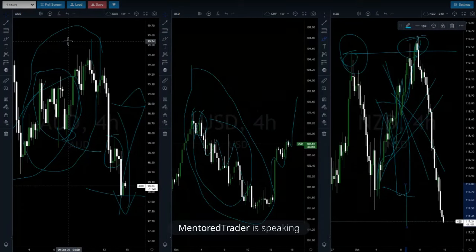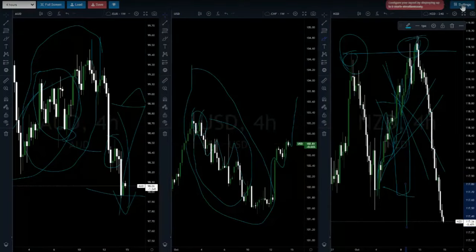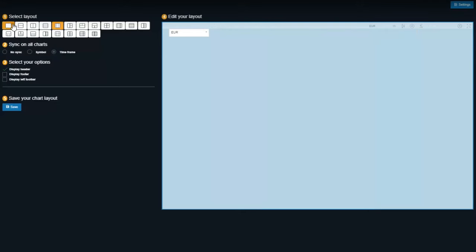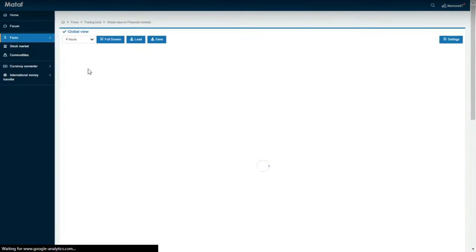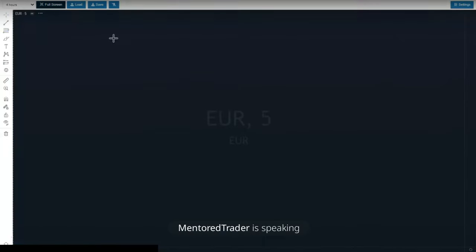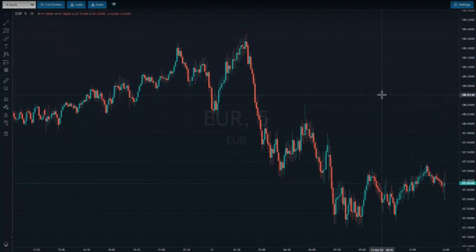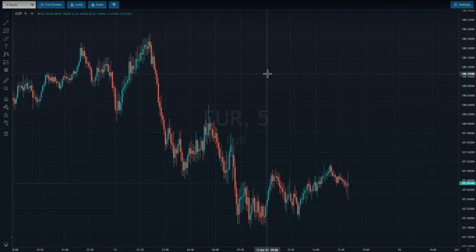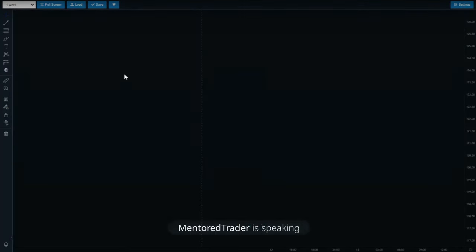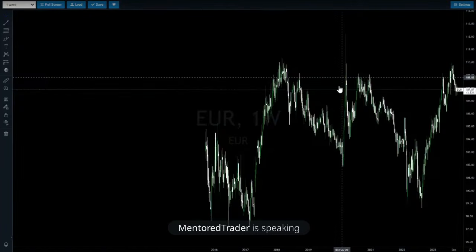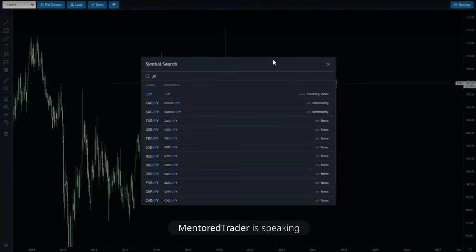Okay, let's go to the Japanese yen itself. Then we're going to look at the other currencies like gold, silver. That is something we're going to look at this time. So let's look at the JPY on a weekly time frame.